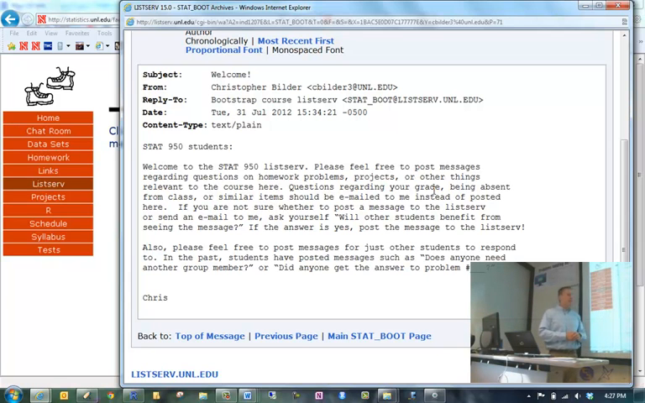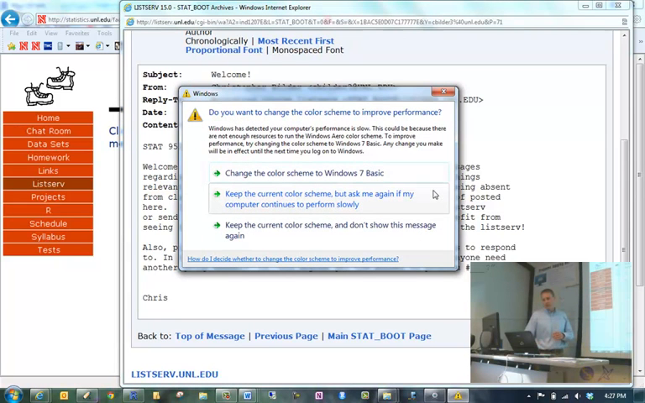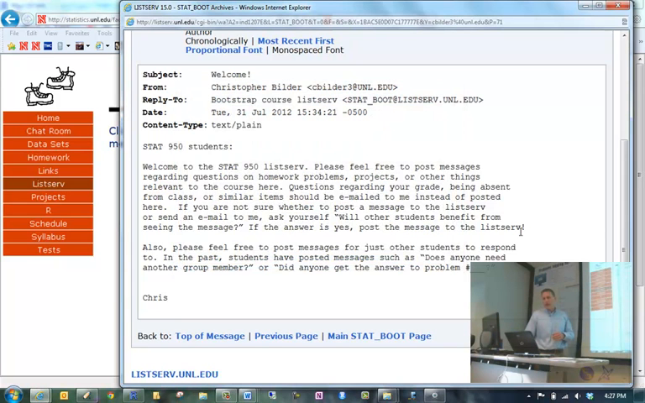But you can also use this listserv to post messages if you want to communicate with other students as well. So maybe at the beginning of the semester you want to ask, does anyone need another group member? You can post a message here. Or maybe you have a question about a homework problem, you can post it there as well, where you want other students to reply.